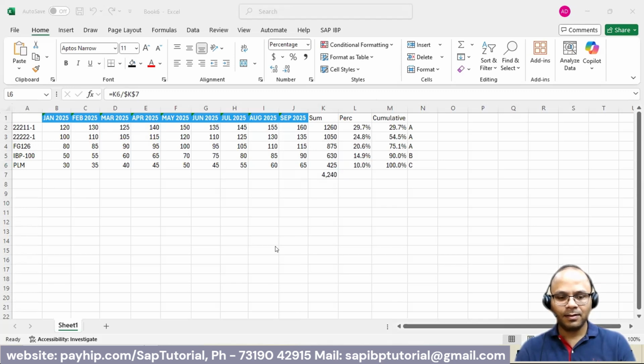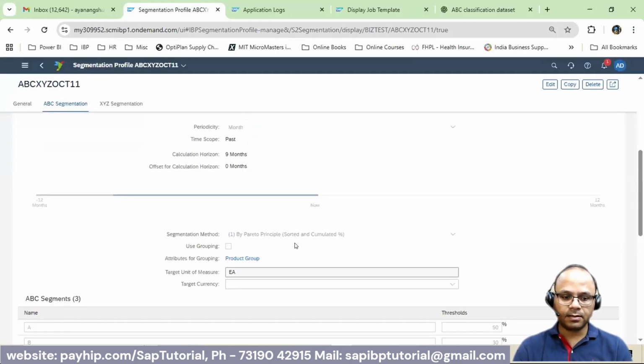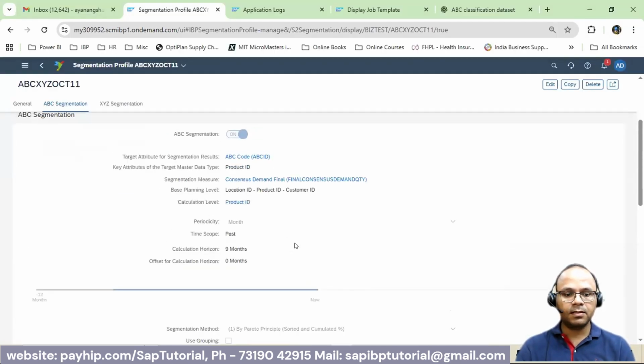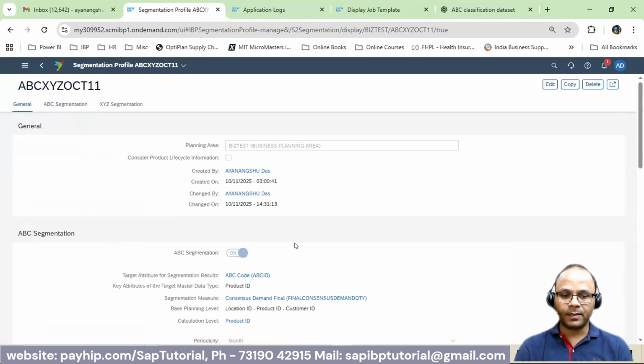Hi everyone. We all know how to do ABC XYZ classification that we have seen in our earlier videos. And we are now going to talk about one configuration within the ABC XYZ classification operator where it states that we can do the classification selecting particular groups.